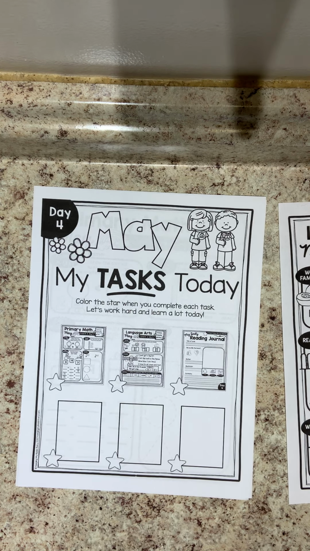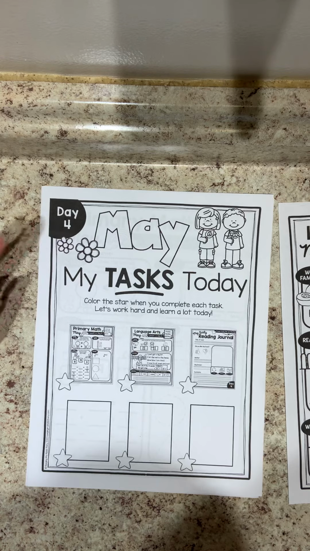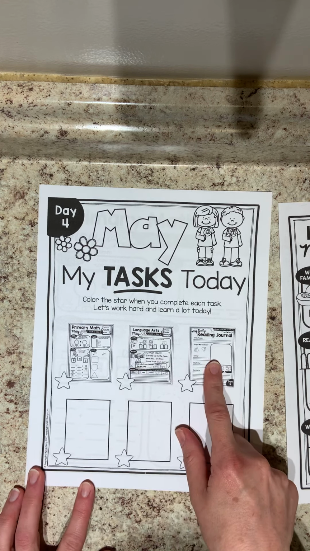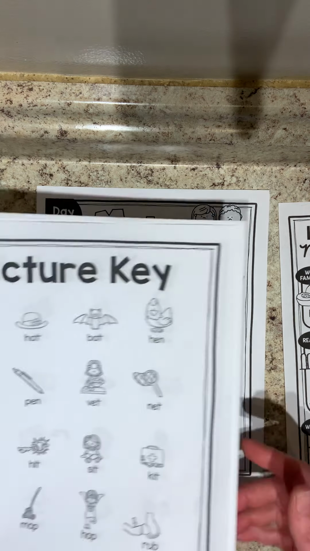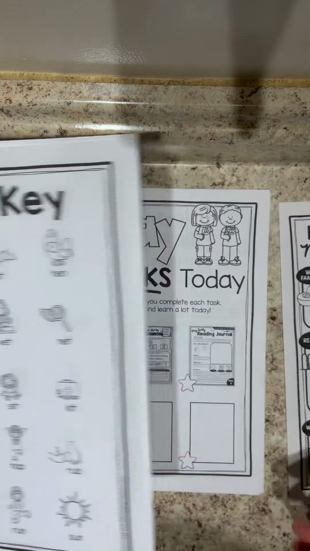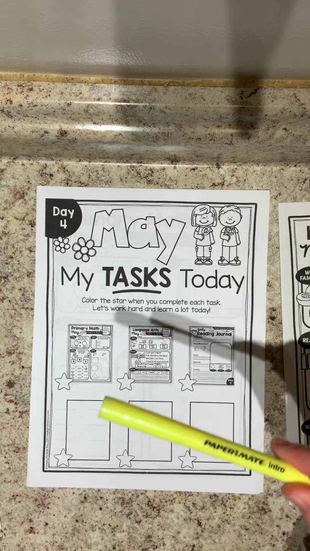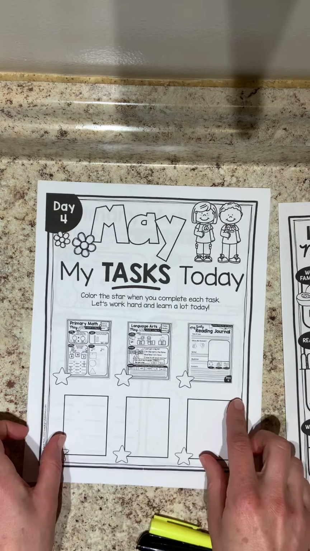We are going to work on our day 4 daily worksheets. I have day 4 with me. And as always, we're going to do math and language arts. And you can do your reading journal after you do your reading today. I have my picture key ready to go. I have my black marker for writing, and I have a yellow marker for coloring today. We're going to start with math.